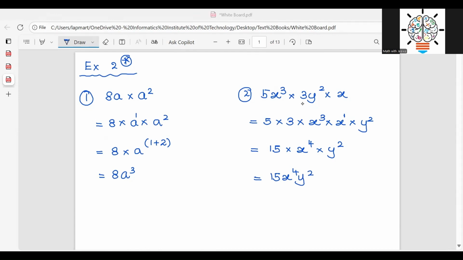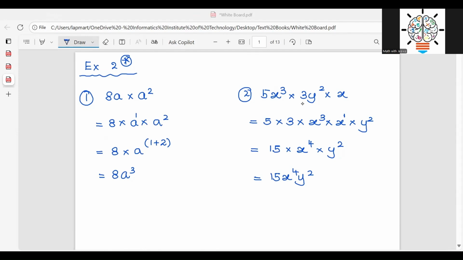Children, here you can see that the first one I showed how I got a to the power 3. When they have just mentioned a, we know it is a to the power 1. And a to the power 1 multiplied by a to the power 2, we have the multiplication and we have the same base value. Therefore, we need to add the indices.